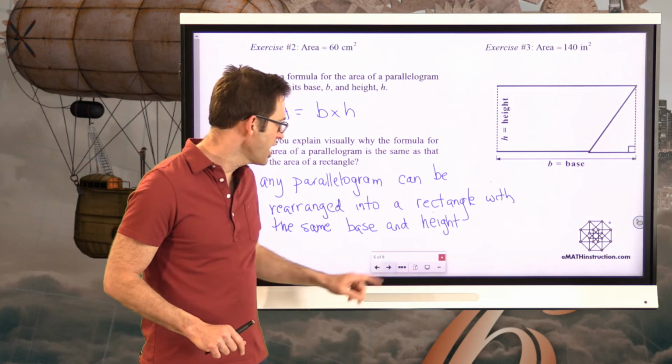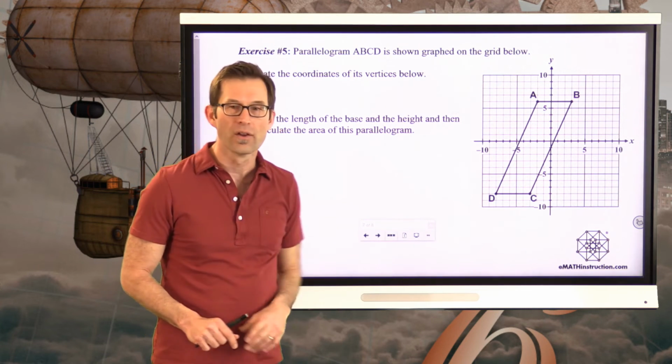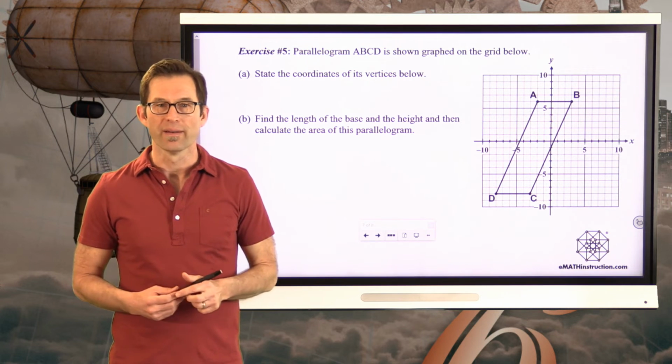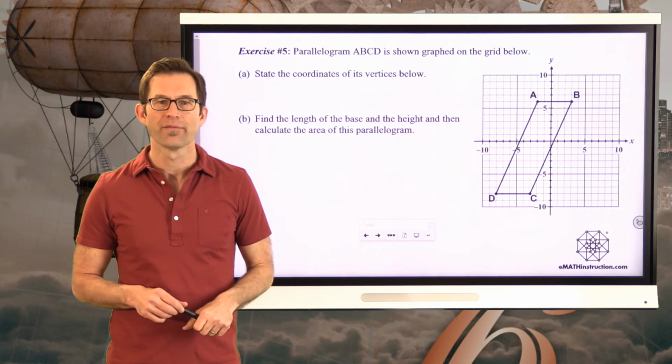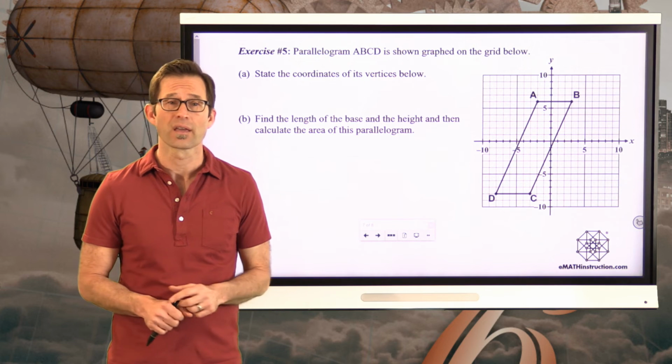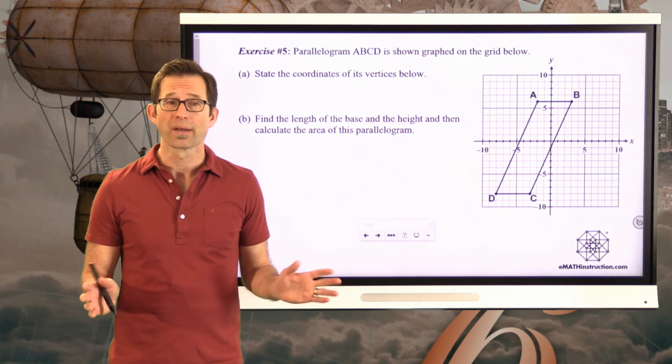So let's see how we can play with that a little bit with a parallelogram that lies in the coordinate plane. Exercise number 5. Parallelogram ABCD is shown graphed on the grid below. Letter A just asks us to state the coordinates of its vertices below. Fantastic. All right, so this is just some good practice, I'll be honest with you.